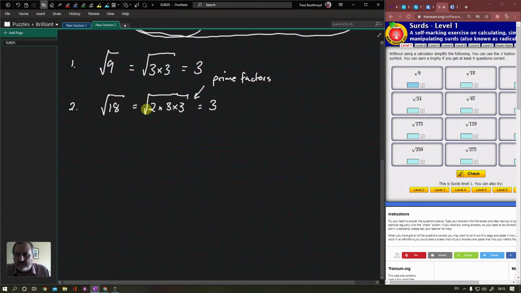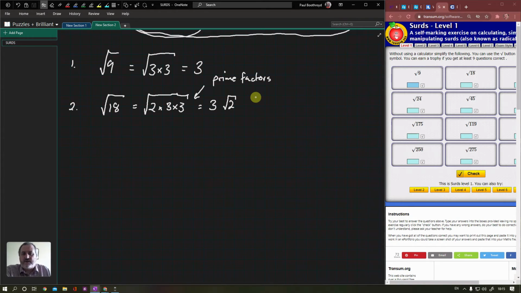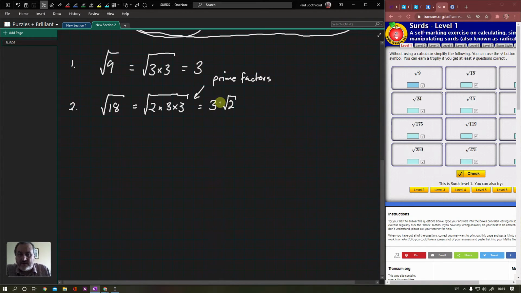I can't do anything with. So that square root of 2 needs to stay in my expression. So it's a bit like having a variable that you can't change into another one. So it's a slightly different part of the number. So this is now 3 times the square root of 2. It's the same as the square root of 18. Let's go for the 175.